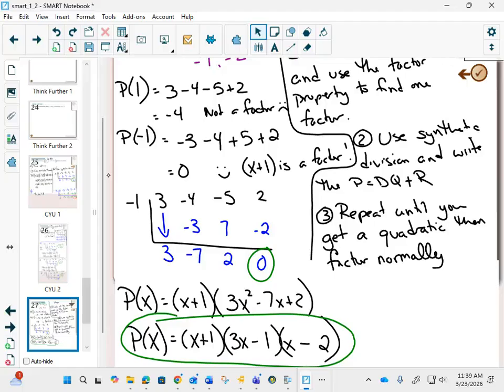With an x to the 4, does it make sense that you could have up to 4 things that factor completely? X plus something, x plus something, x plus something, x plus something.